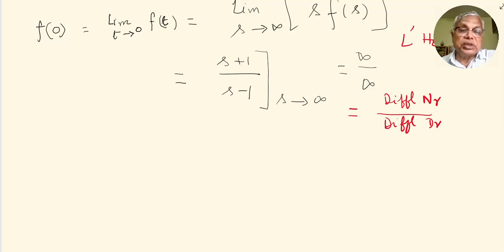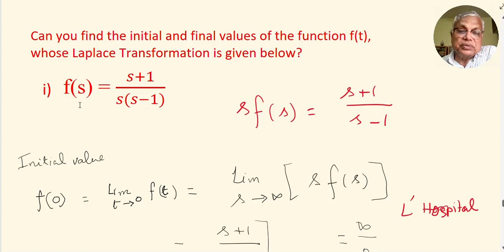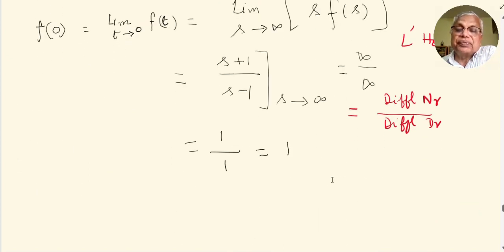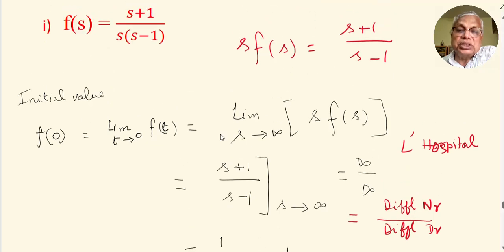So differential of numerator s plus 1 is simply 1. Similarly, denominator differential of s minus 1 is also 1. So 1 and 1 cancel, so the value is 1. So the initial value of this function is 1. So the initial value of the function f of t whose Laplace transform is given here is 1. This we found out using the initial value theorem. Without finding out f of t, we found the initial value using the initial value theorem.